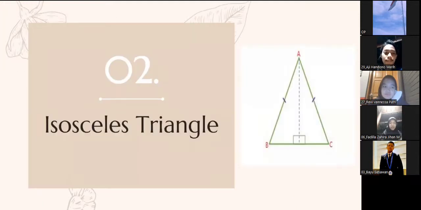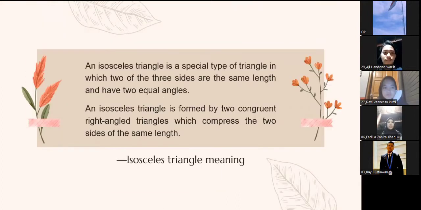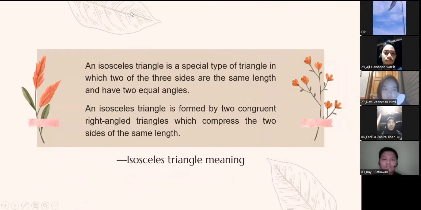Okay, next. Number two is isosceles triangle, which will be explained by me. An isosceles triangle is a special type of triangle in which two of the three sides are the same length and have two equal angles. An isosceles triangle is formed by two congruent right-angled triangles which share the side of the same length.